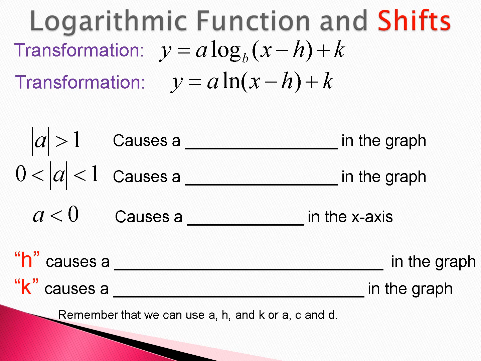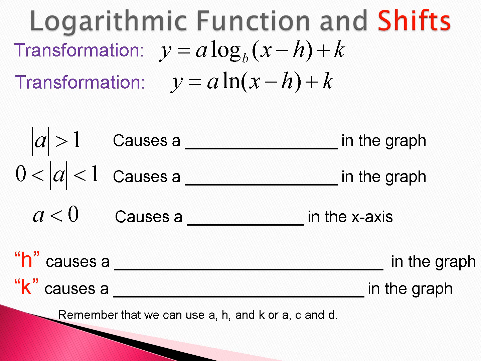Okay, so we've got the parent functions down. Let's talk about how we shift it up, down, left, and right, stretch it, shrink it, all that good stuff. Now, I've given you both forms. You'll know that the transformation form of log base b is in terms of a, h, and k. It's the same, it's just that the second function is ln. But a, h, and k affect the log base b the same way they affect ln x.